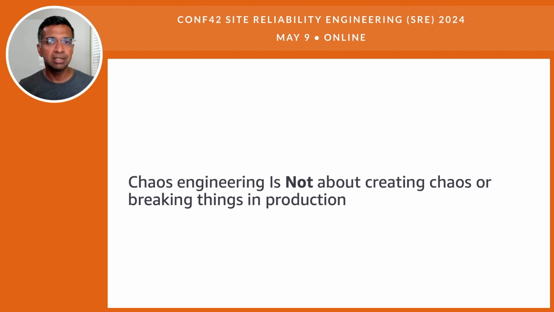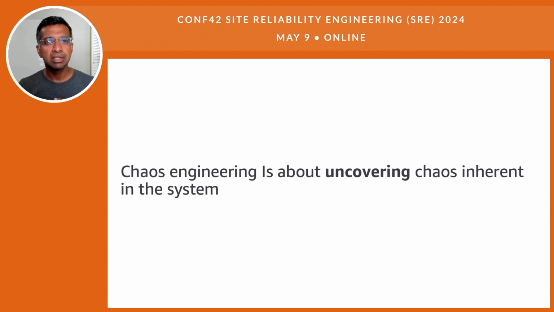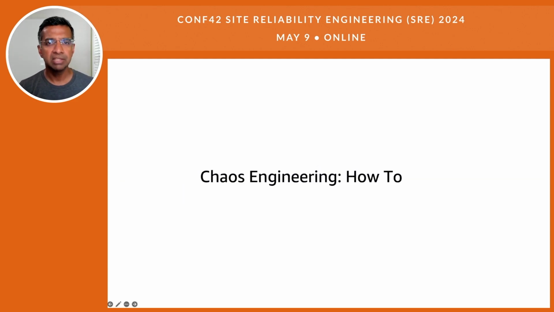Many would think that chaos engineering is all about breaking things in production, terminating instances, but that's not the case. Chaos engineering is all about uncovering chaos, which is already inherent. It's already there in the system, right? All you're doing is to perform controlled experiments to uncover those scenarios so that you can proactively address them before the actual outage happens. With that, let's look at how to approach chaos engineering and perform your experiments.